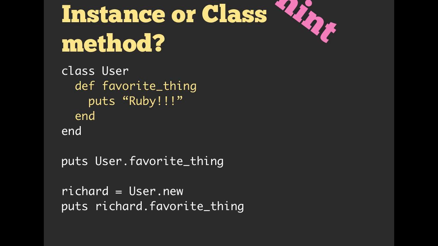All right. You might be wondering, and maybe this might help, which one of these is correct? Is it User, capital User, dot favorite_thing? Is that what we would call, and that would be correct? Or are we going to have an instance of user? So we're going to create an instance with user.new, assign it to a variable, and on that instance call favorite_thing. Okay, time's up.